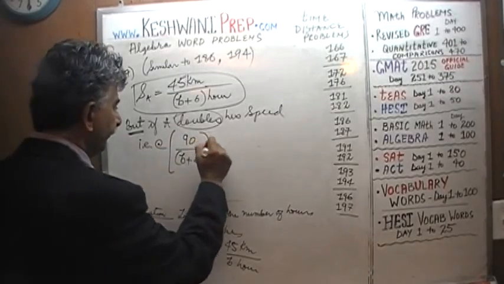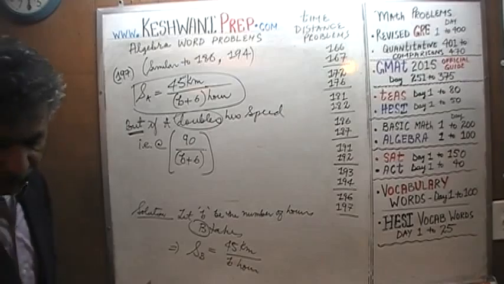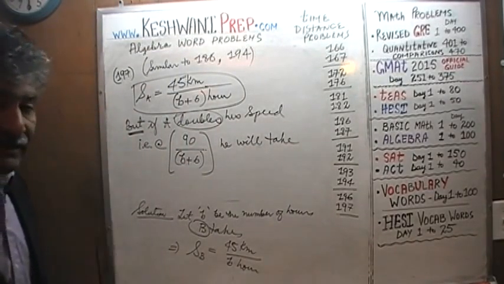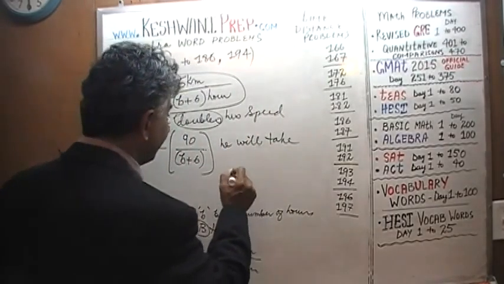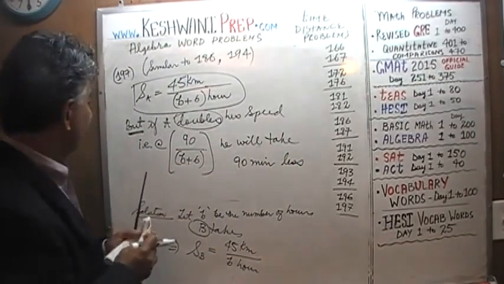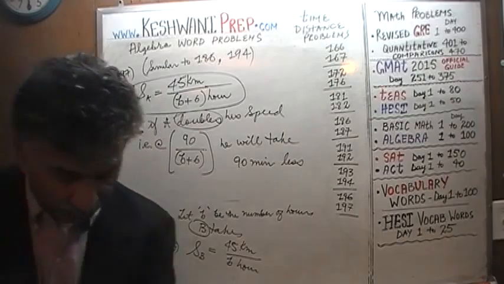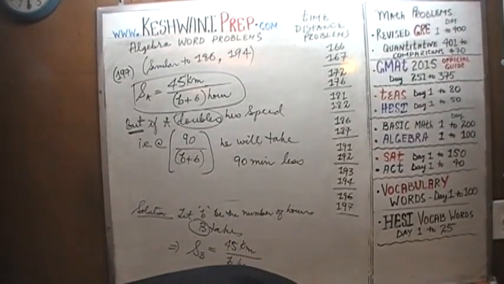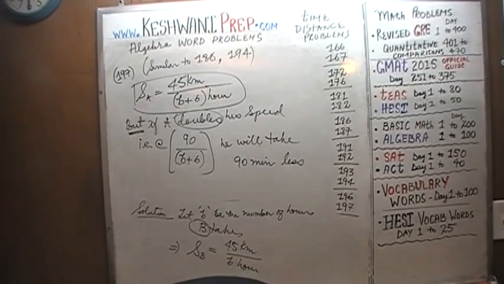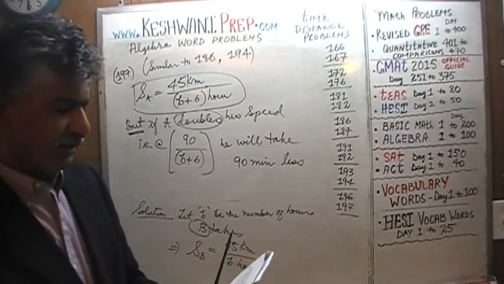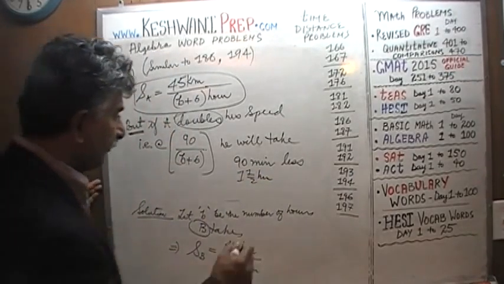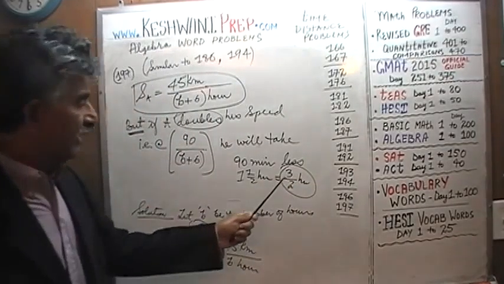If he doubles his speed, what happens? We are told that if he doubles his speed, he will take 90 minutes less than does B. 90 minutes is an hour and a half. Let's read one more time. It says if A doubles his pace. In my notes it says he, but I'm going to change the pronoun to A so that there is no confusion. If A doubles his pace, he takes 90 minutes less than does B to walk the same distance. 90 minutes less is the same as an hour and a half, 1.5 hours, which of course is the same as 3 over 2 hours. So it takes 3 halves hours less.